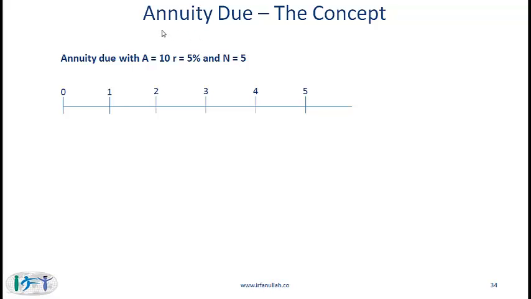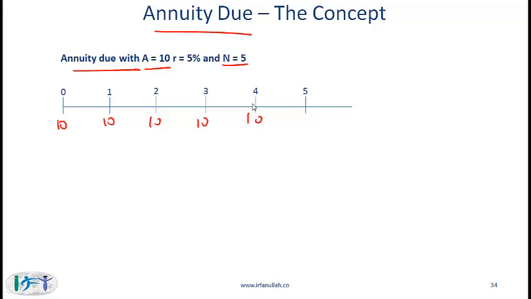Moving now to the annuity due. With the annuity due, the first payment is received at the start of the first period. So if we say that we have an annuity due with A equal to 10, that means that the first payment is received at time 0. And then if we are told that n is 5, that means that this payment will be received 5 times. So the final payment is end of year 4, which is the same as the start of year 5.